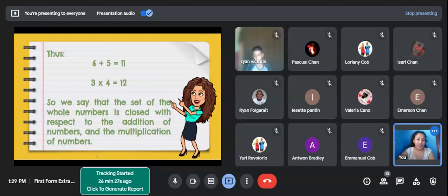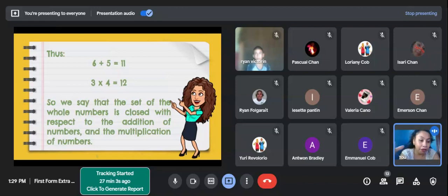And because all of them are whole numbers, this is the law of closure. This is closed under an operation. The rule says the two numbers that I'm adding have to be of the same group, and my answer has to be of the same group. So 6 and 5 are whole numbers, I am adding them, and my answer is a whole number. So that makes it closed under an operation.